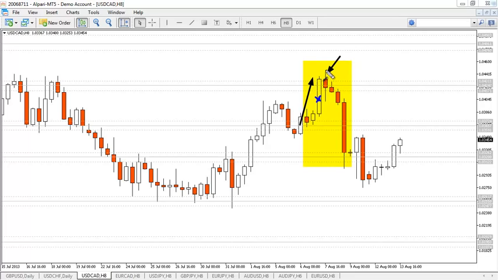I mean, we had that upper wick, but buyers didn't even make it up that far before sellers took control. Had a nice strong bearish body. So the price action was clearly telling us sellers are trying to take control of the market, and eventually we got this nice strong reversal here.